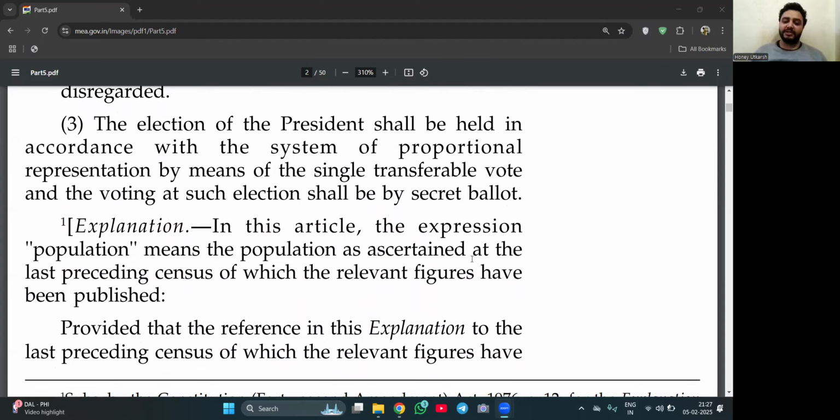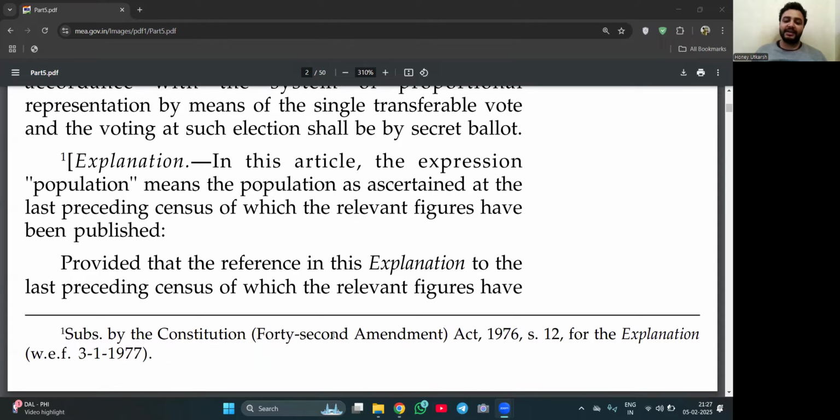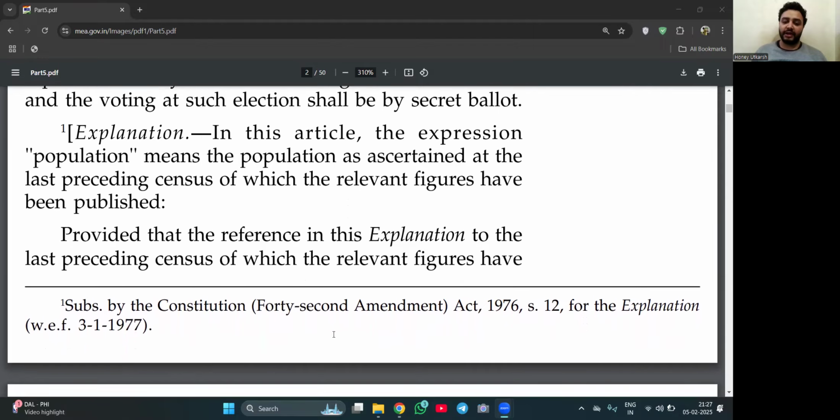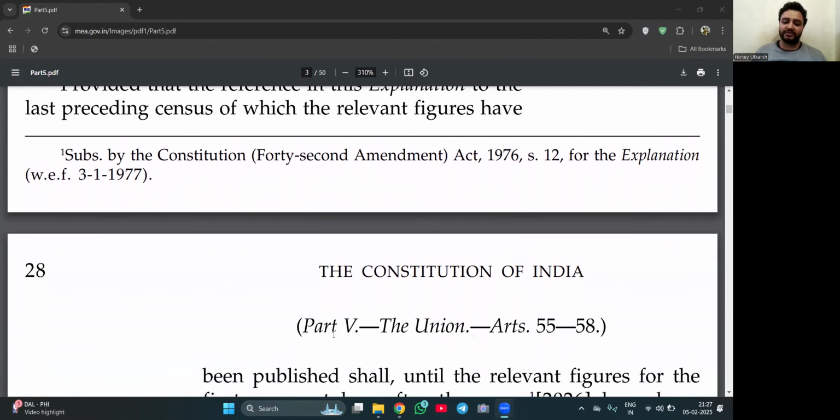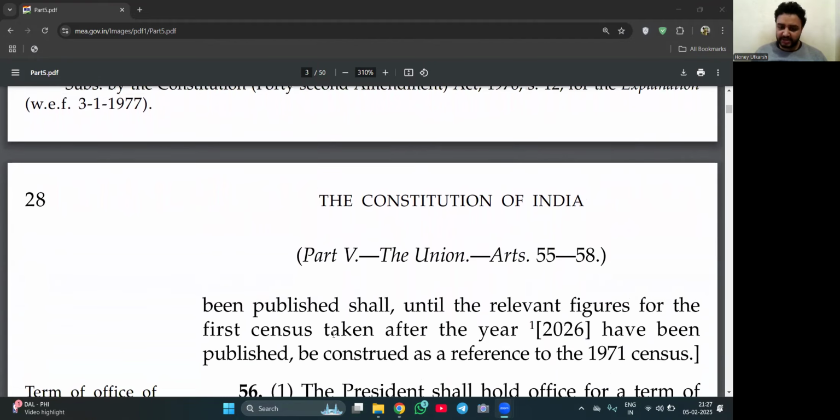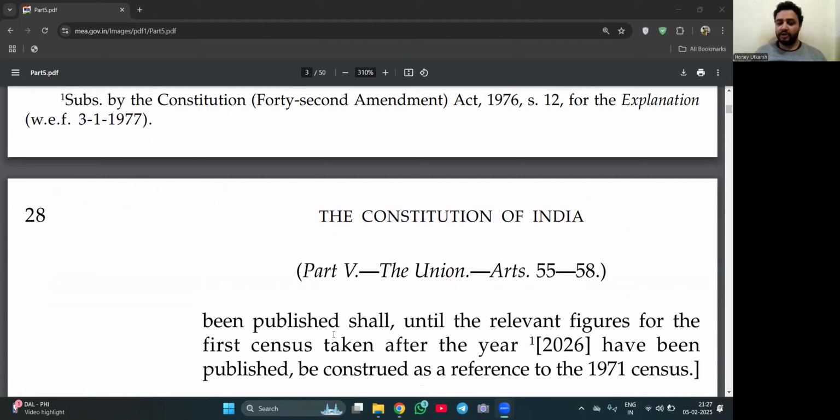Explanation: in this article, the expression population means the population as ascertained at the last preceding census of which the relevant figures have been published, providing that the reference in this explanation to the last preceding census of which the relevant figures have been published shall, until the relevant figures for the first census taken after the year 2026 have been published, be construed as a reference to the 1971 census.